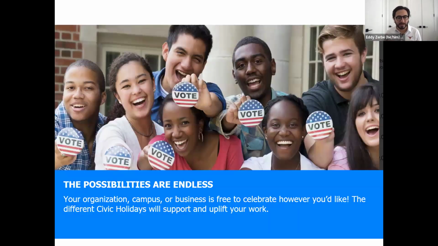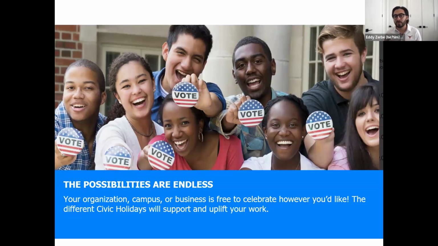If you want to go to the next slide, again, these are all open source holidays. So no matter what your vision is for how to celebrate, we'll support your vision. There's a bunch of resources to support you. And we really understand that at the end of the day, each community has their own specific needs and their own messaging that's going to work.